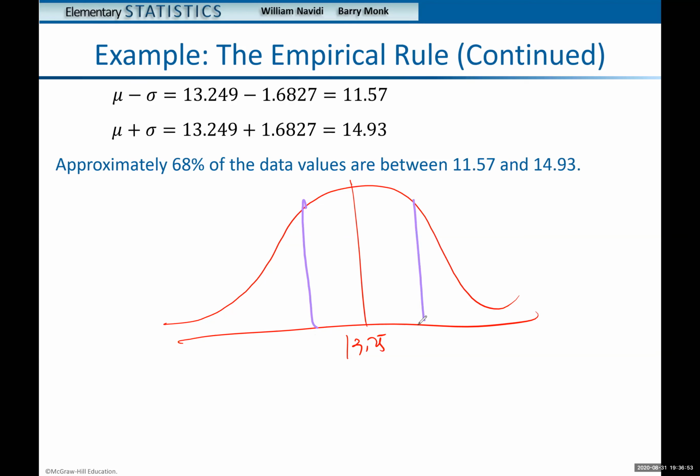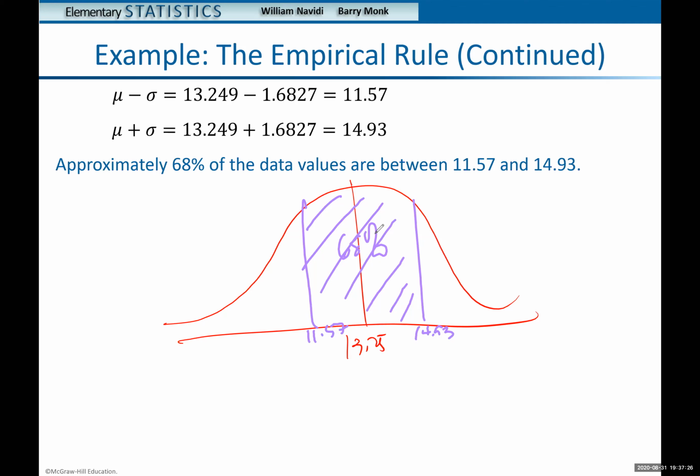What are the numbers here? 13.25 minus the standard deviation. This is the standard deviation, 1.6827, is 11.57. Mean plus standard deviation is 14.93. So between 11.57 and 14.93, this is 68%. Okay?